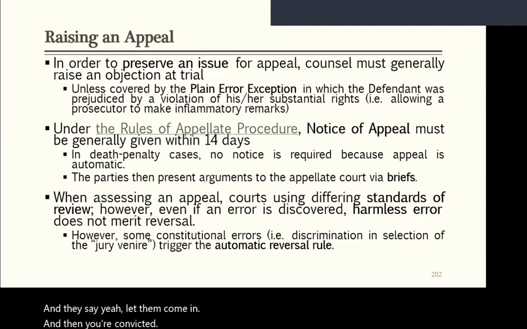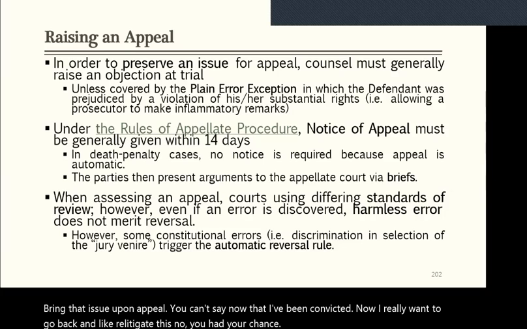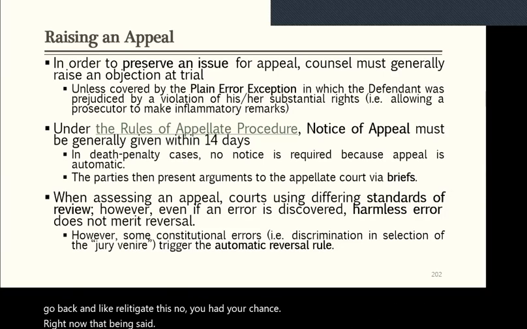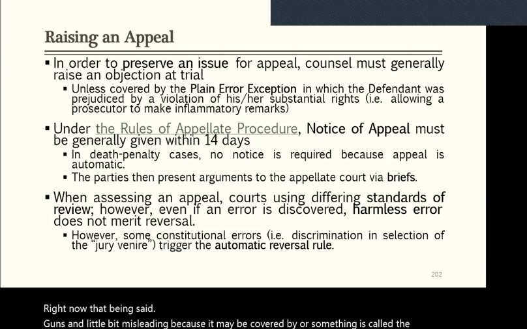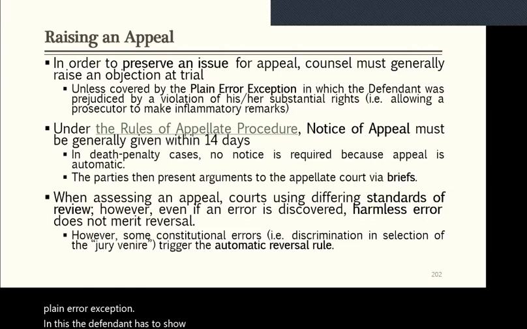Generally speaking, you've waived your right to bring that issue up on appeal. You can't say, well, now that I've been convicted, now I really want to go back and relitigate this. No, you had your chance, right? Now, that being said, the gun example is a little bit misleading because it may be covered by something called the plain error exception. In this, the defendant has to show that they were prejudiced by a substantial violation of their substantial rights, right?